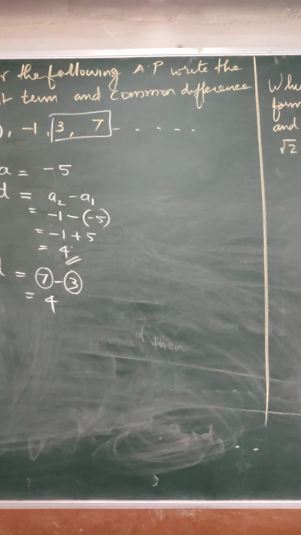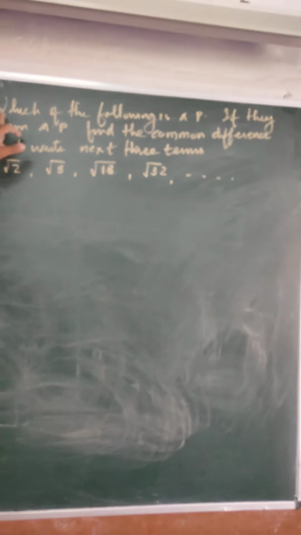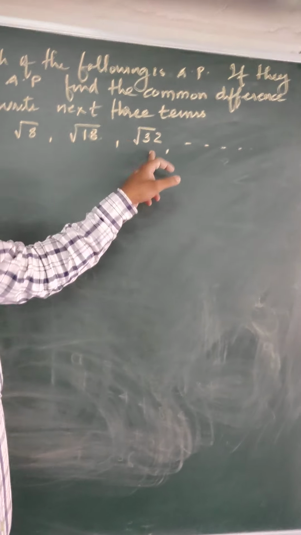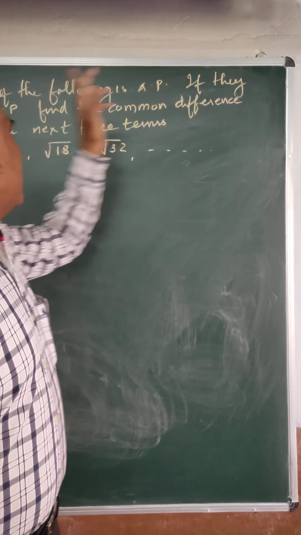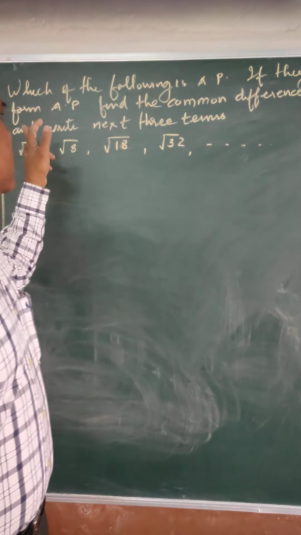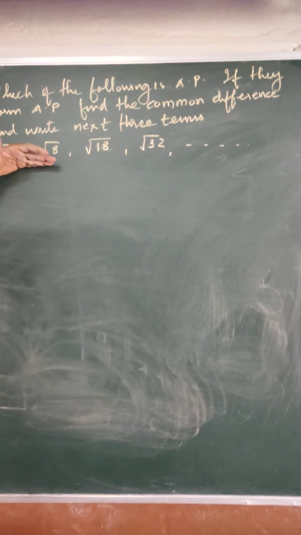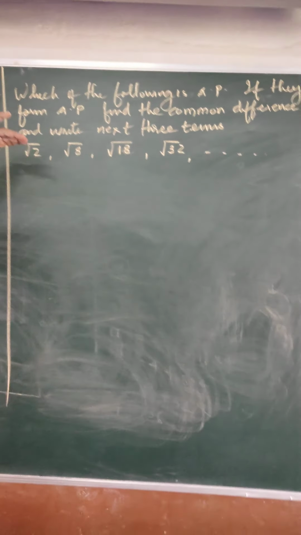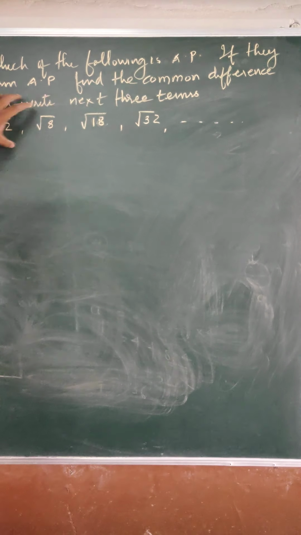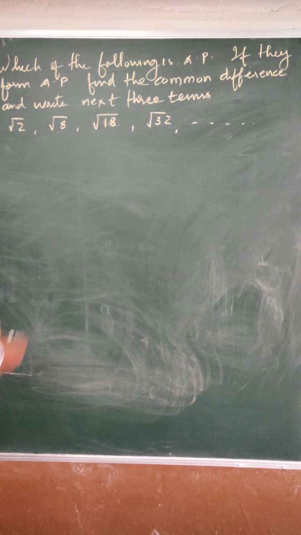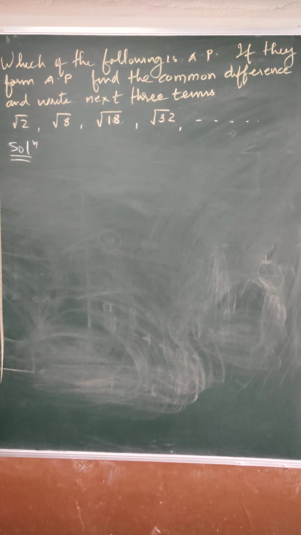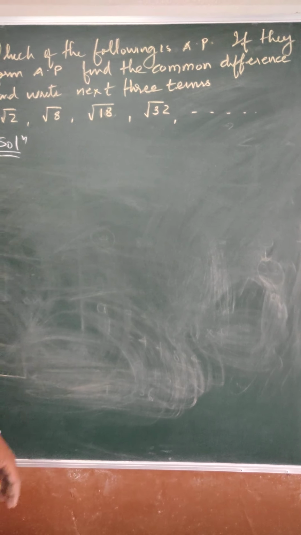Now I will take the third question. In the third question, you have to find out the common difference and the next three terms. The question goes like this: which of the following APs, the AP is given to you, if they form an AP, find the common difference and write the next three terms. Means you have to identify whether this is an AP first. You have to identify the given arrangement, whether it is an AP, and if it is an AP, then you have to write down the next three terms. So first of all, let us check whether these numbers given are in the form of AP.